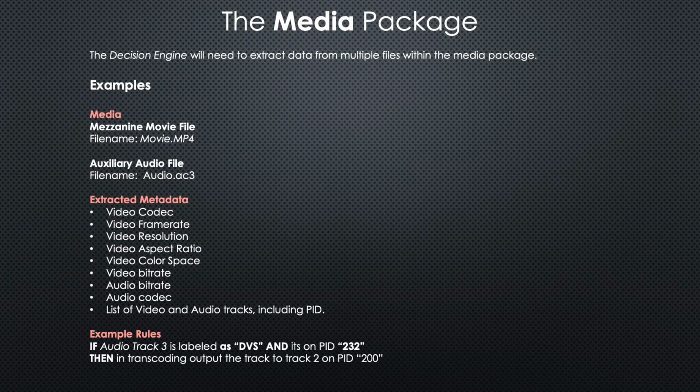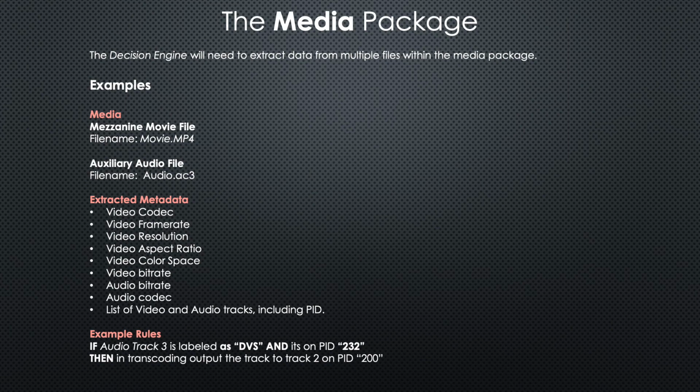So let's look a little deeper at the media package, and more specifically, what kind of data can the mapping service get out of a media package? So let's first look at a media file itself, just the file itself. If you look at a media file, like a mezzanine movie file, the file name itself is movie.mpeg4 as an example. At that point, the mapping service will know that the container is MPEG-4. We may also look at any other media files, like maybe an auxiliary audio file. We will see that the audio file is a container of AC3.